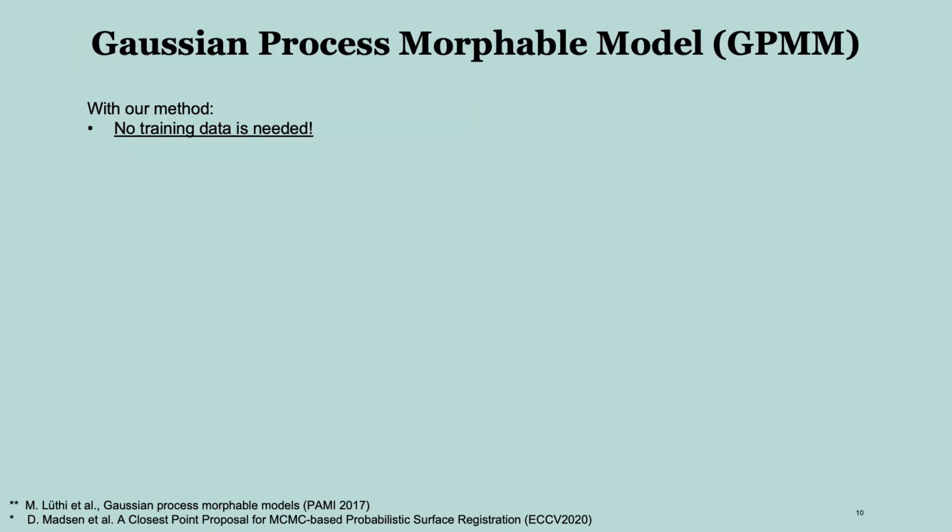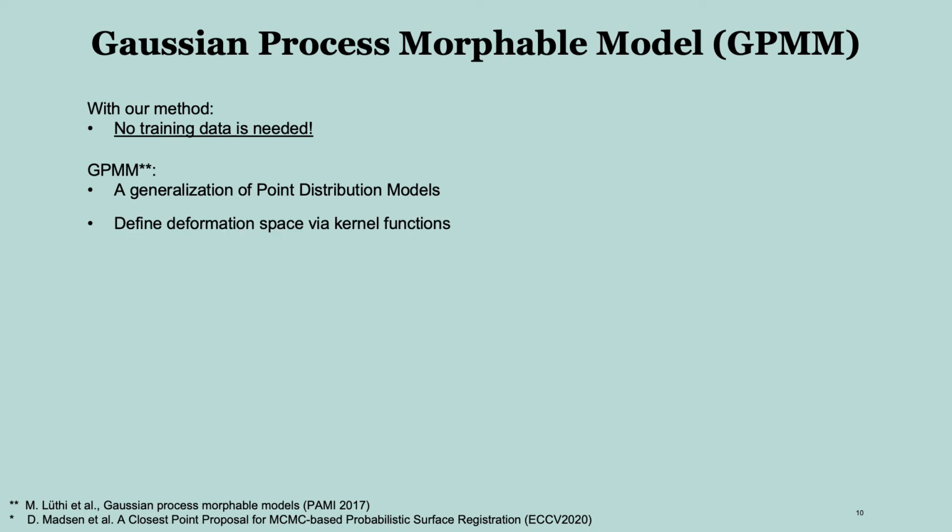So at the core of our framework, we make use of Gaussian process morphable models to define our deformation space. A GPMM is a generalization of the classical point distribution model, where deformations can now be modeled as Gaussian processes. Gaussian processes make use of kernels to define deformations. An example of a deformation function is the basic Gaussian kernel.